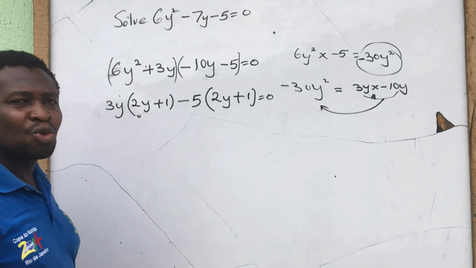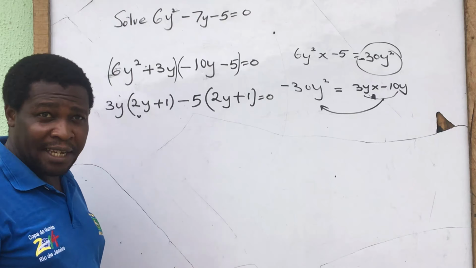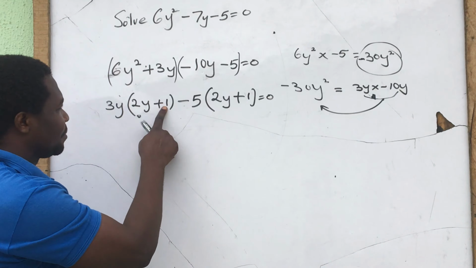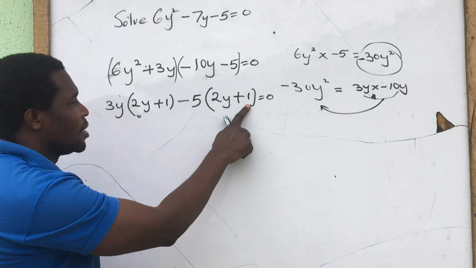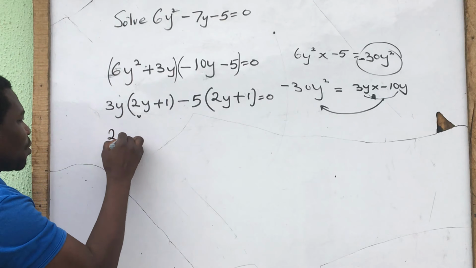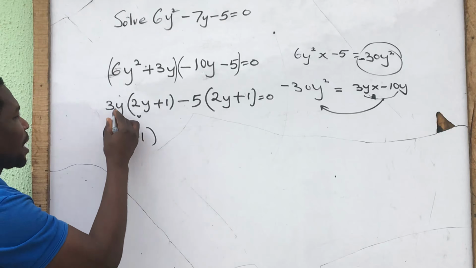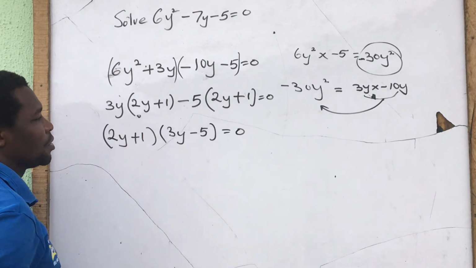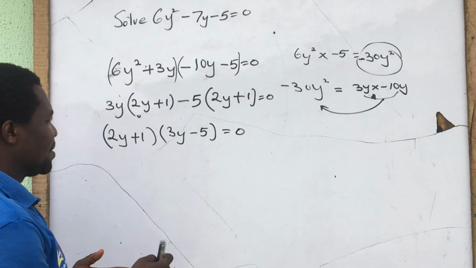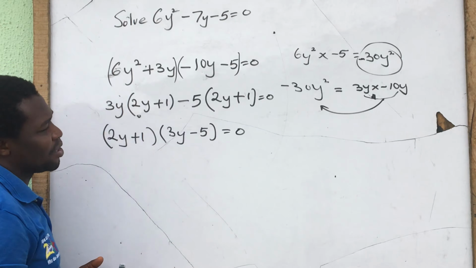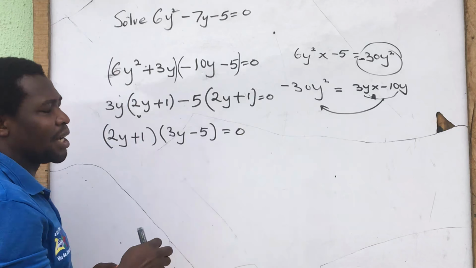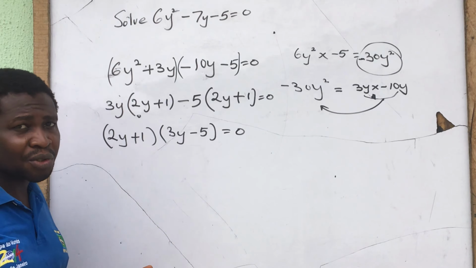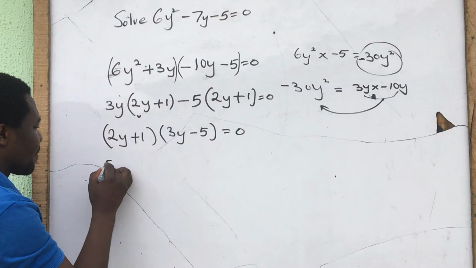The next thing we need to do is to factor out again. If you look at the common factor, we can see 2y plus 1, 2y plus 1. So it's now very easy. That is 2y plus 1 multiplied by 3y minus 5 equals 0. If two factors multiply together to give 0, either one of them is equal to 0 or both of them are equal to 0.